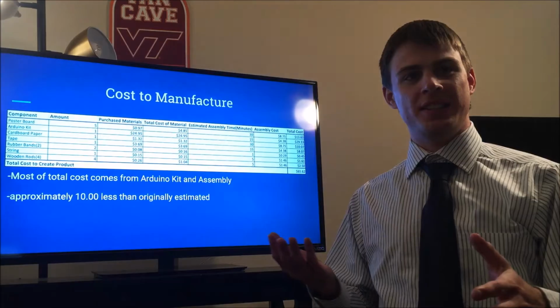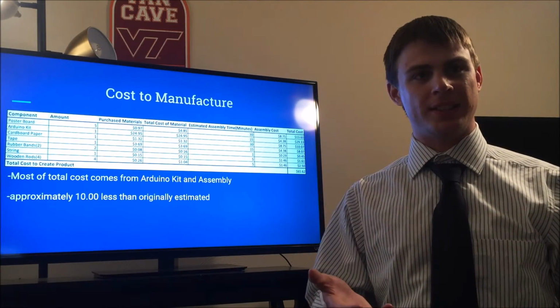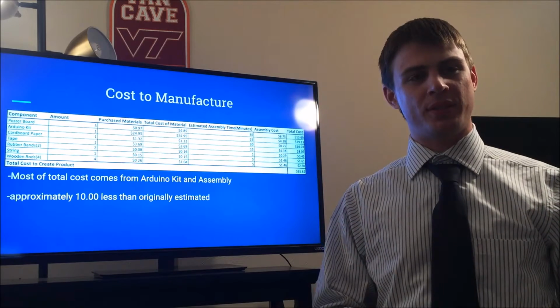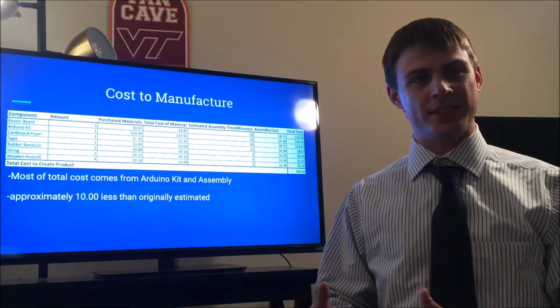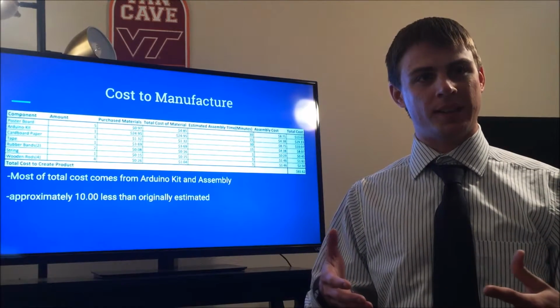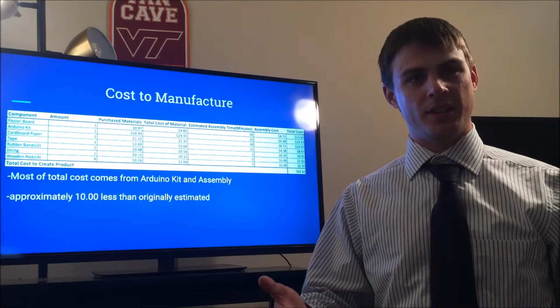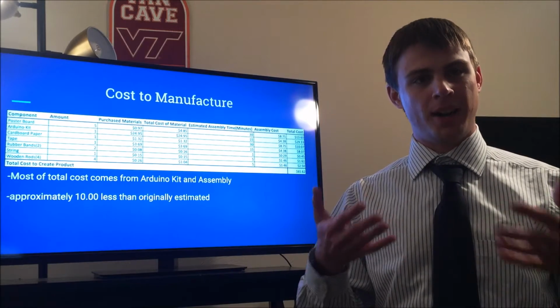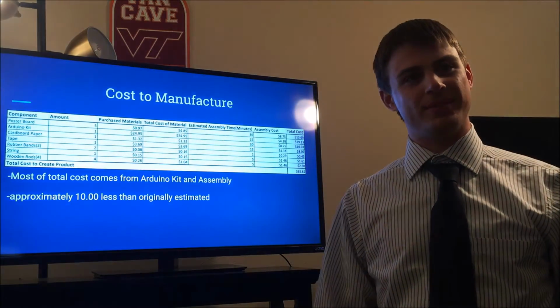Listed over here is the estimated cost to manufacture this product. As you can see, the majority of the cost comes from the Arduino and paying the workers to assemble this product. Most of the items cost less than $1 to $3. So overall, it is a very cheap product with an overall price of $65.62.